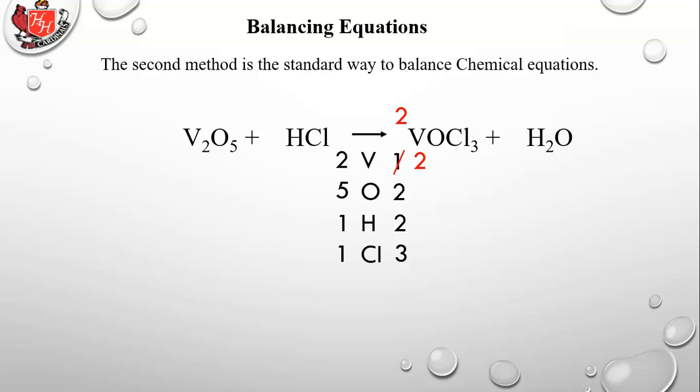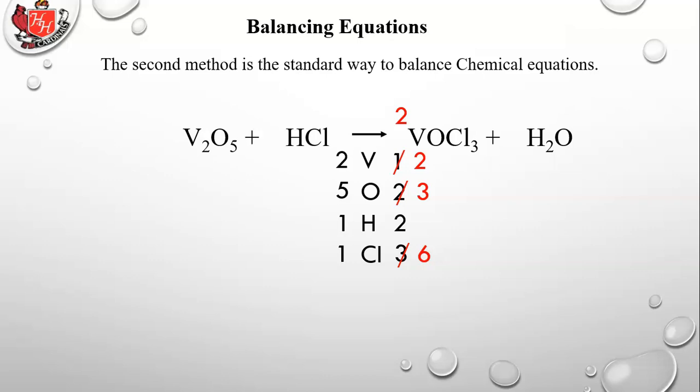Okay, next we're going to go to chlorine. So now you have 6 chlorine. So we actually have to go ahead before we do anything else. You have 2 VOCl3. So you have 2 vanadiums. You have 2 oxygens. And you have 2 times 3 or 6 chlorines. So you go ahead and change everything that's a part of that compound. You multiply it all by 2.